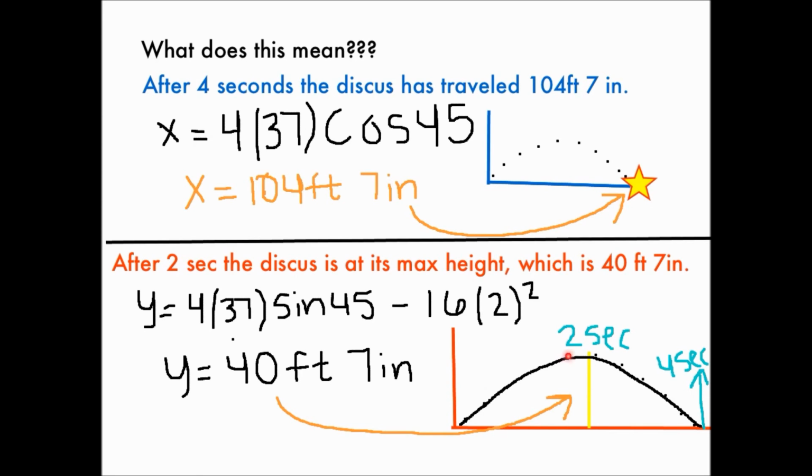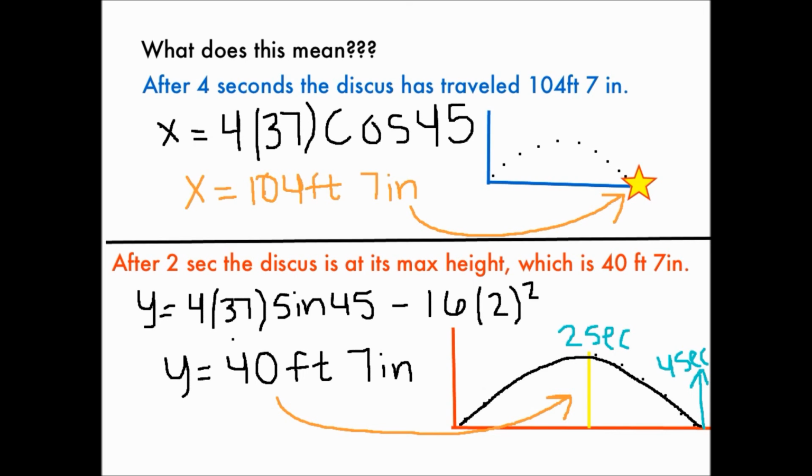Now I could have changed 2 and made it like 3 seconds, but that would have made it not the max height. It would have been probably over here in the middle between 2 seconds and 4 seconds. So you can plug any time in for the equation to find how high it was in the air at a certain time. These equations help you find how far you threw the discus, and you can manipulate these equations to find certain parts of it.